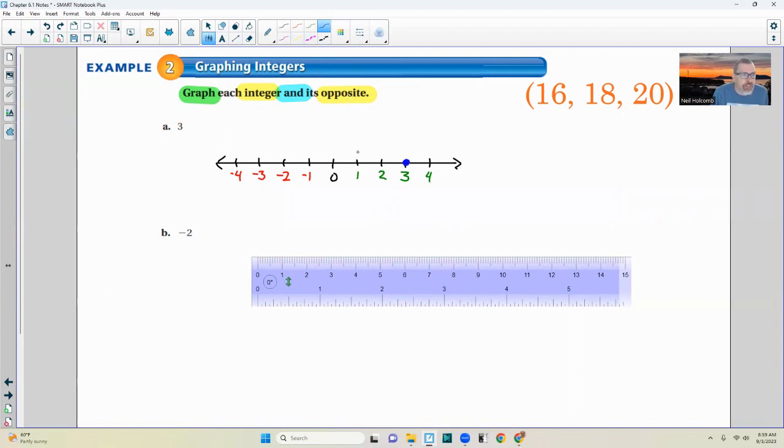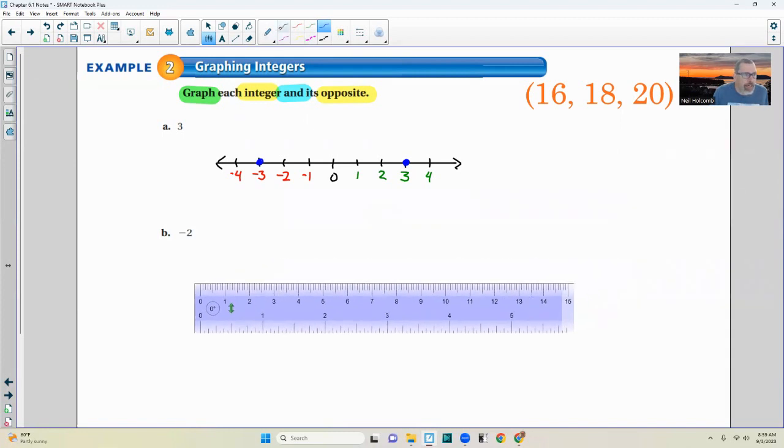So to graph it, you just put a dot right on 3. And it says to graph its opposite. Well, 3 is 1, 2, 3 units to the right. So 1, 2, 3 to the left is its opposite, -3. And there's the dot. You don't need to draw these, but I just wanted to point that out to you. All right, so there is graphing an integer, 3, and its opposite.